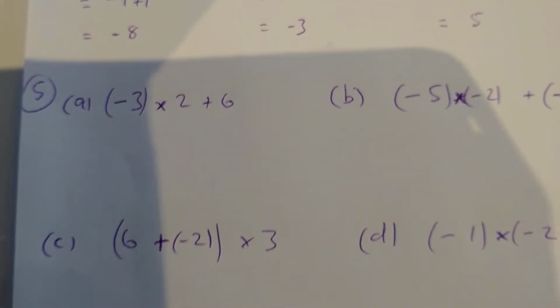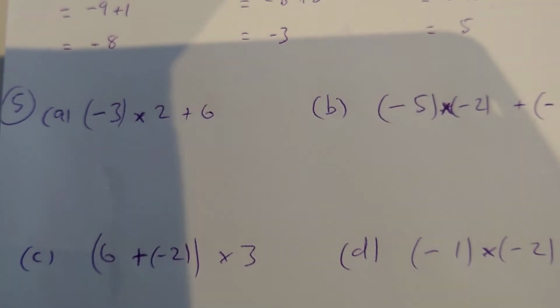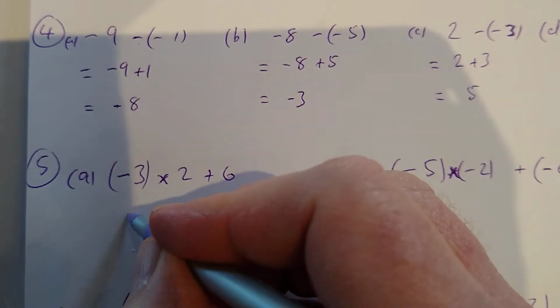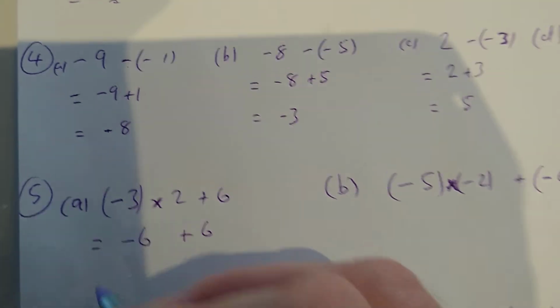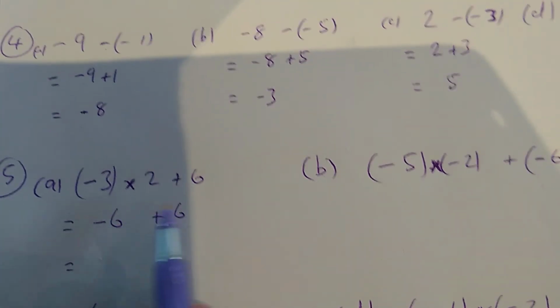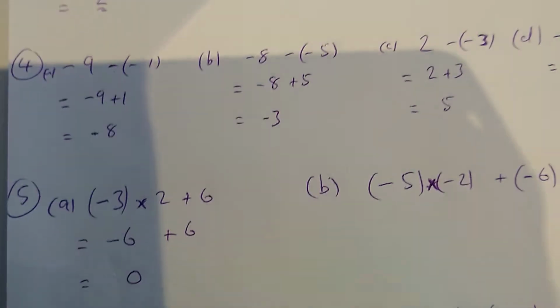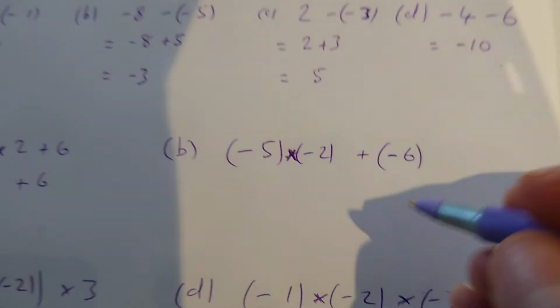A little bit of BODMAS on this one. So -3 multiplied by 2 plus 6. We've got to do the multiplying bit first. So -3 times 2 is -6. Then we're adding on 6. So take off 6, then give back 6. Overall, we've done nothing.